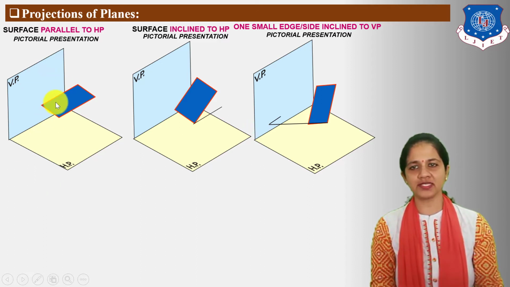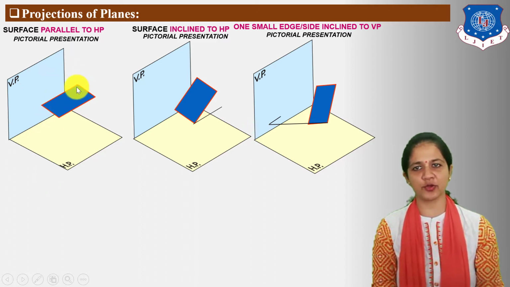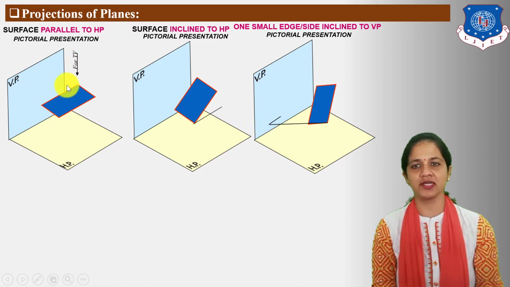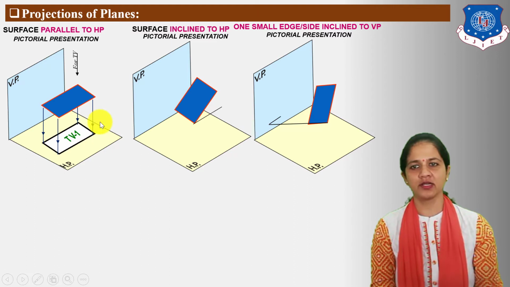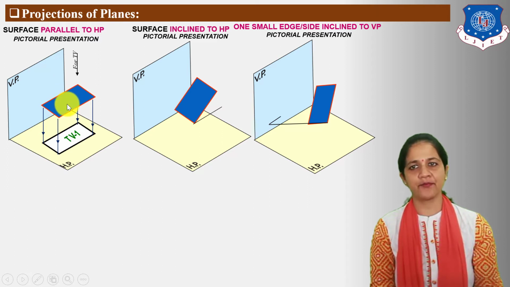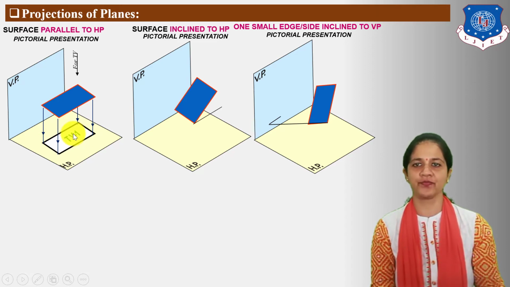Now, in the first case, when we take projection from the top direction, we will get its top view on the horizontal plane. It is a rectangle. So, if any plane is parallel to HP, then we will get its true shape in the top view.